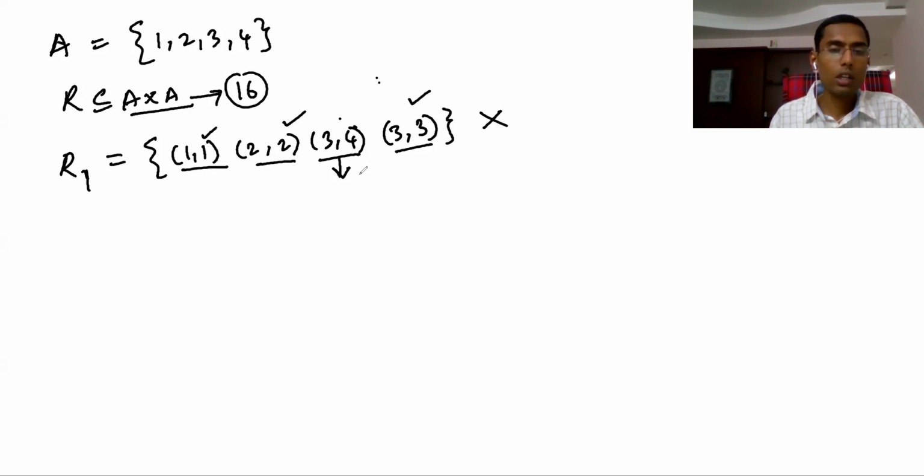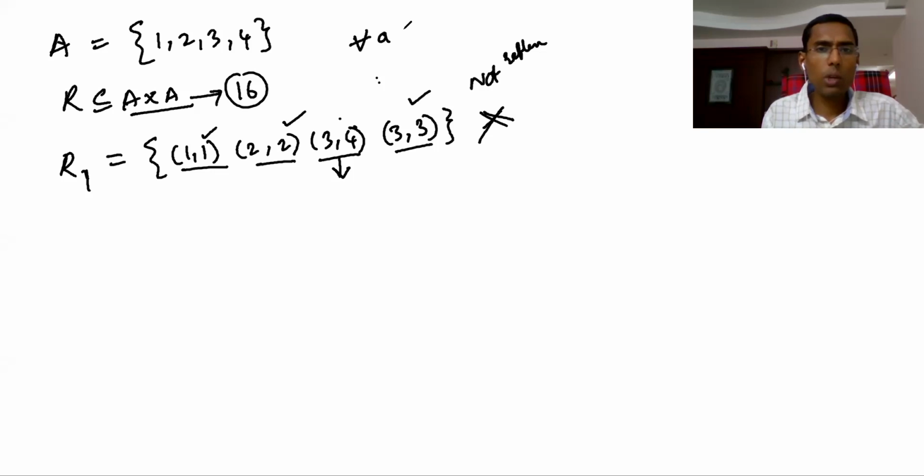So reflexive, very clear. Reflexive means (4,4) must be there. (4,4) is not there, so simply it's not reflexive. Why? Reflexive means for every a belongs to A, (a,a) should be there in R. For every element in A, its image should be itself. What image does 4 have? 4 has no image. (4,4) should be there, that's not there, so therefore it's not reflexive.